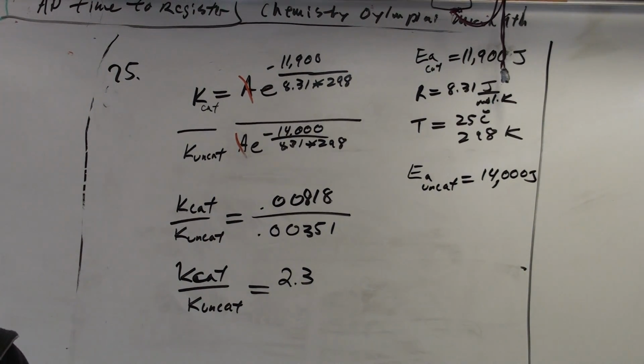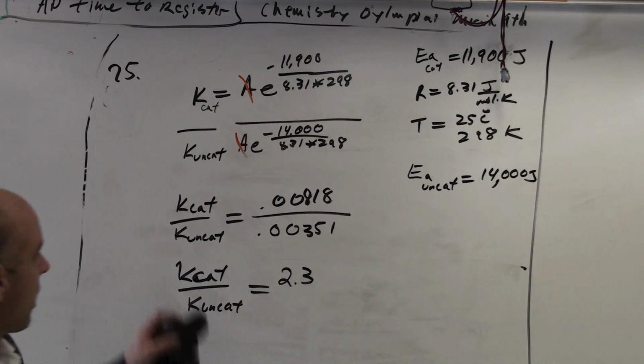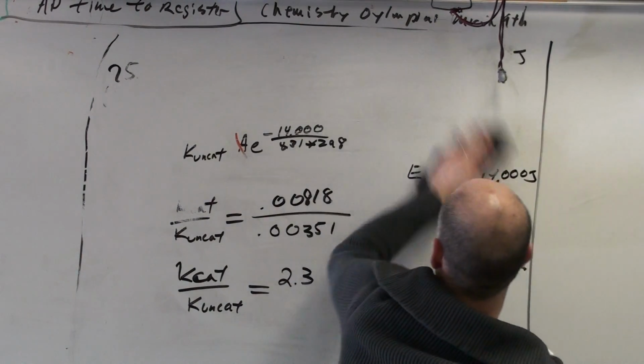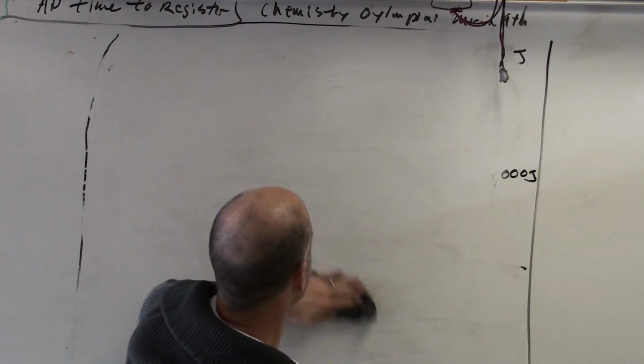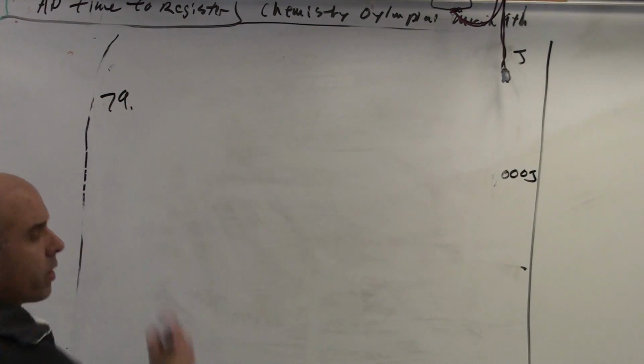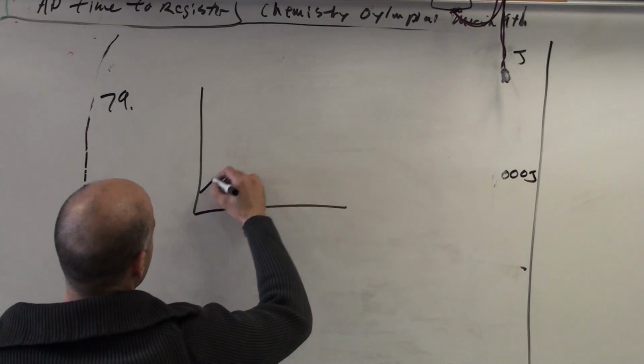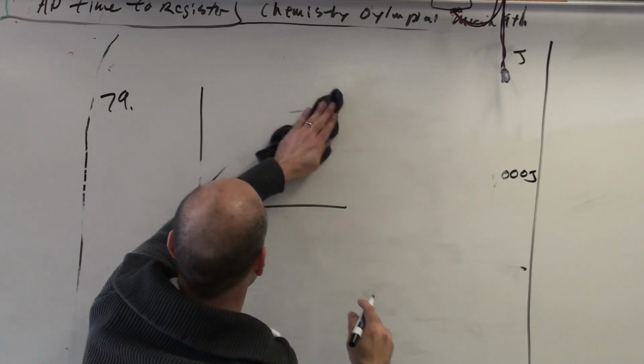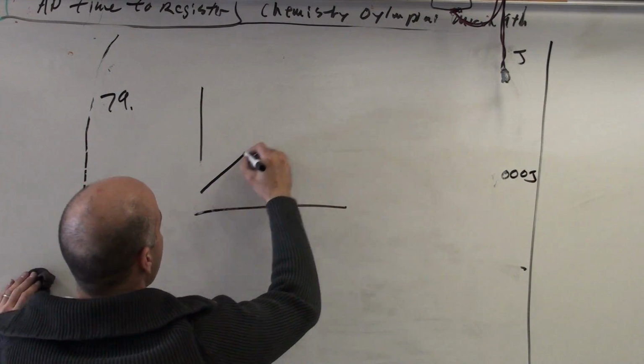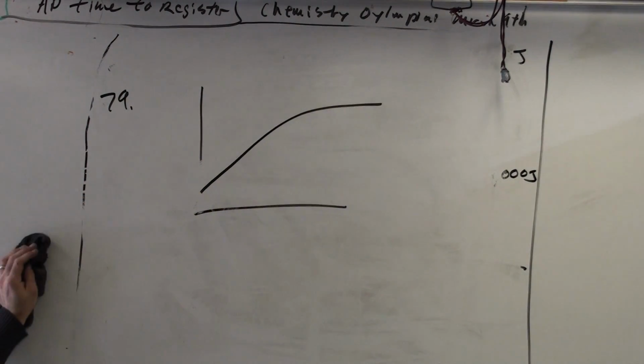Number 79. There is a graph. It says, how could a reaction go from a rate order of 1 to a rate order of 0? So the graph kind of goes up like this. Something like that.